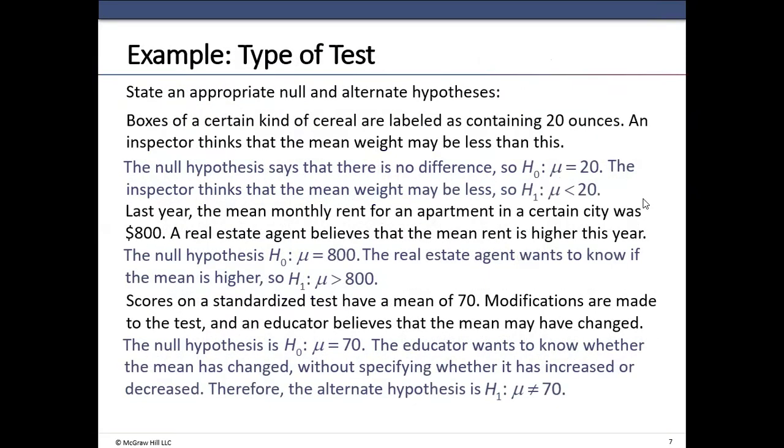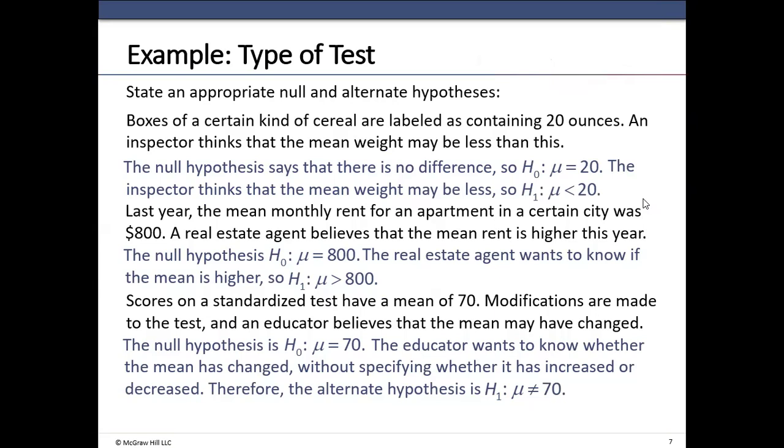State an appropriate null and alternate hypothesis. Boxes of a certain kind of cereal are labeled as containing 20 ounces. An inspector thinks that the mean weight may be less than this. So the null hypothesis, the status quo, H sub 0 colon mu equal to 20. Now the inspector thinks that the mean weight may be less than this. So the alternate hypothesis H sub 1 colon mu less than 20. Now the inspector has to collect evidence, or collect sample data, to support his or her alternate hypothesis, mu less than 20.